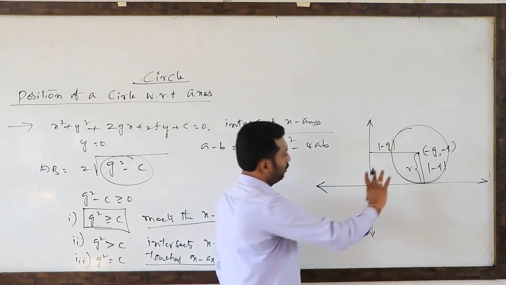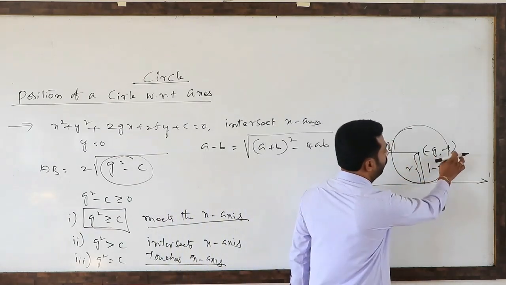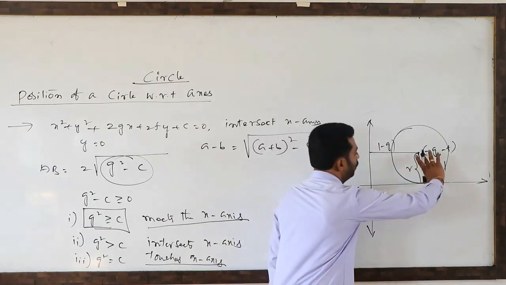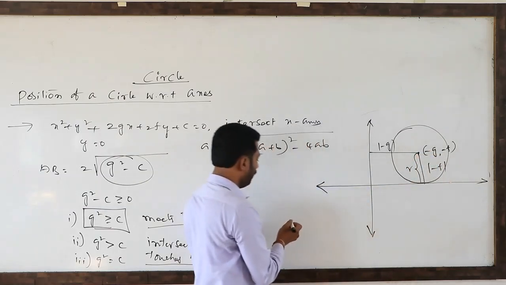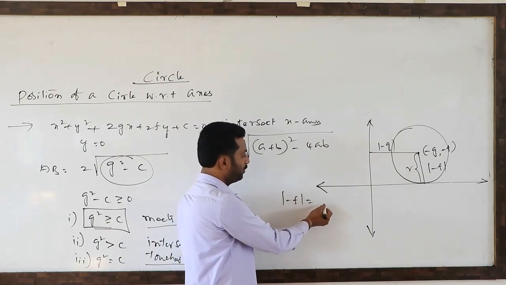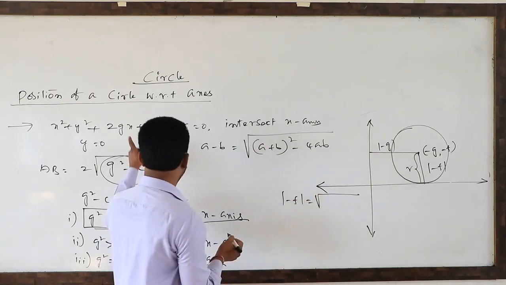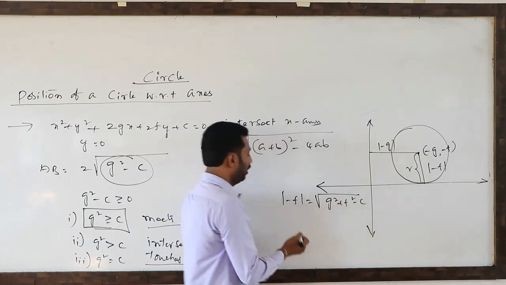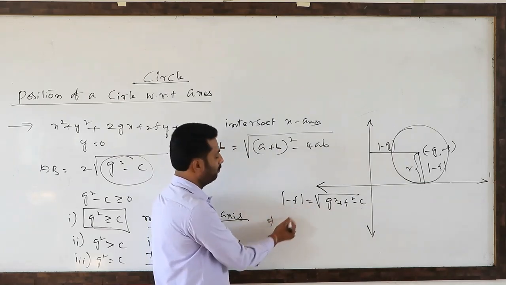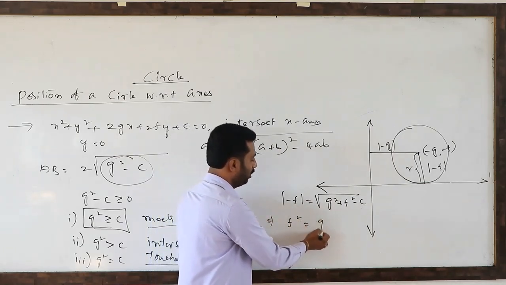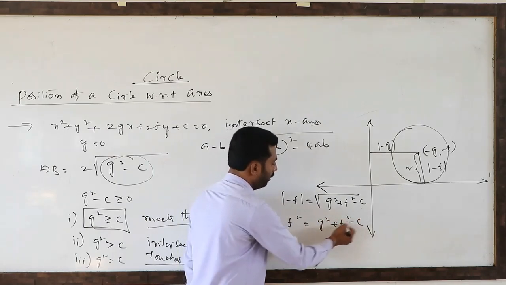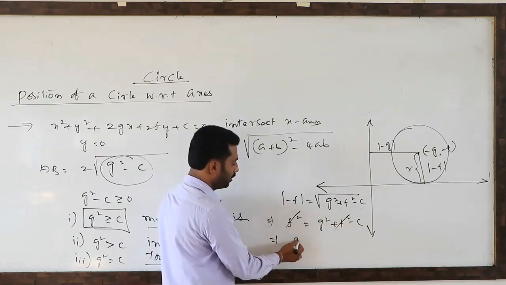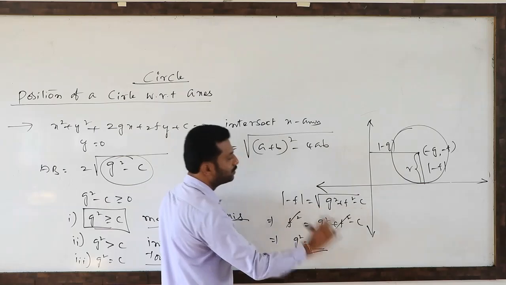Clear? This is the vertical line, the y-coordinate. The first coordinate means horizontal length. So this is the radius as well as |f|. Very clear: modulus of minus f is equal to the radius. What is the radius of this circle? Already I told: √(g² + f² − c). Squaring on both sides, this becomes positive: f² = g² + f² − c. f² cancels, so minus c on the left side, and finally g² = c.